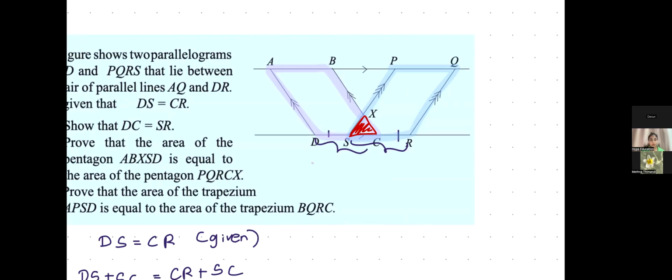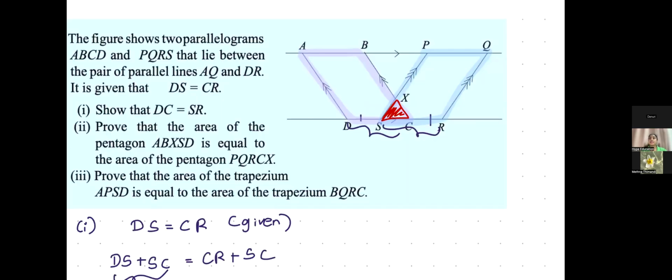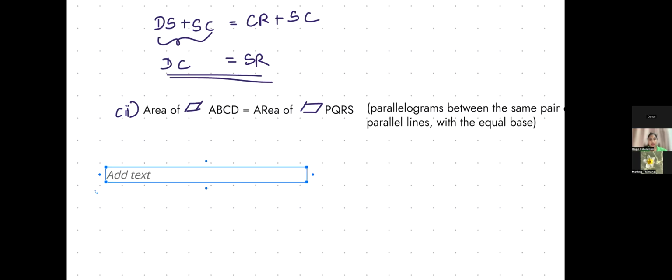Area of parallelogram ABCD subtract area of triangle XSC, minus the other parallelogram, area of PQRS, and we subtract the same triangle from it as well.